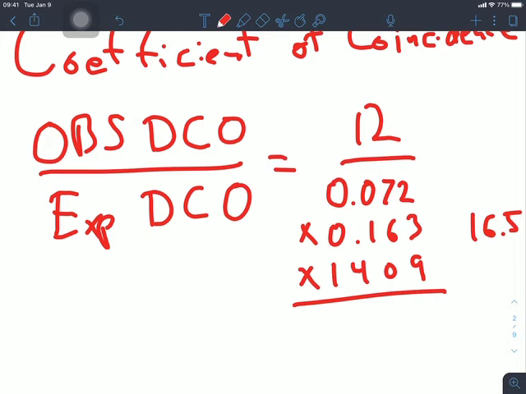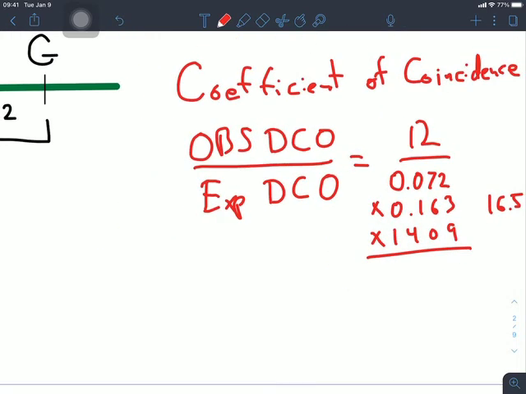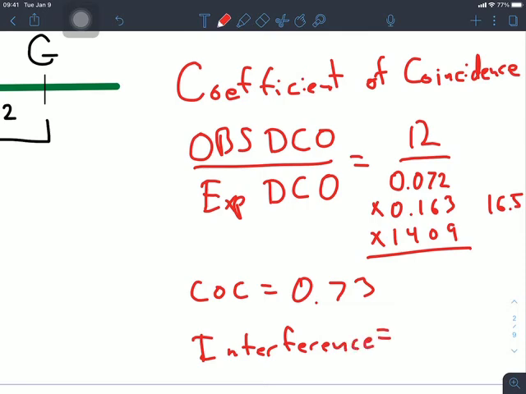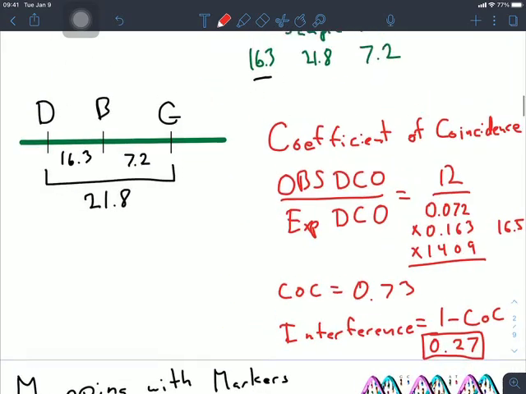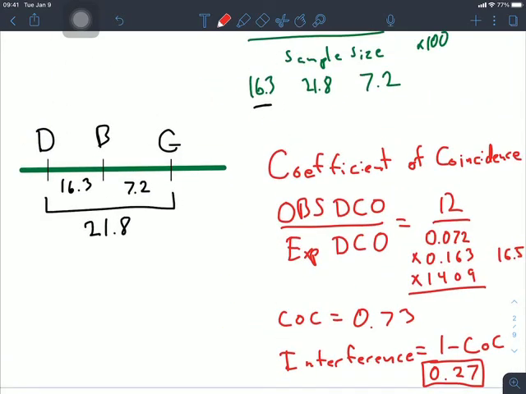In this case, the value is not 0. It's 12 divided by 16.5, or a COC of 0.73, with the interference being calculated as 1 minus the COC, or 0.27. So close to 30% interference between our B and G and D loci.